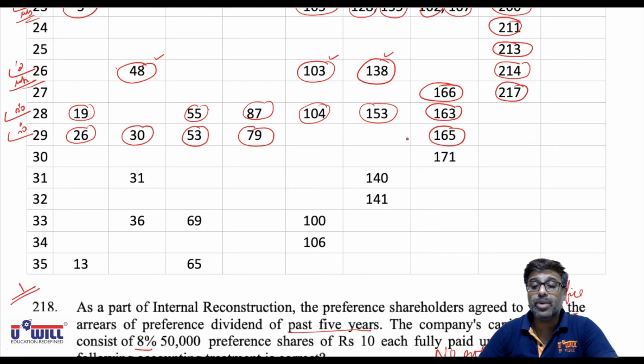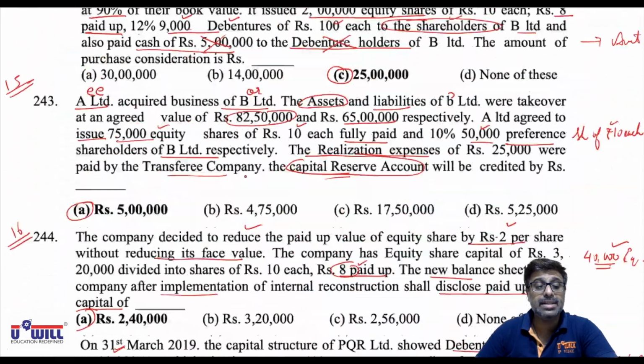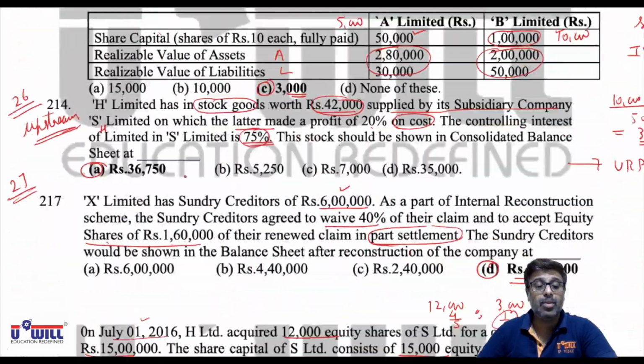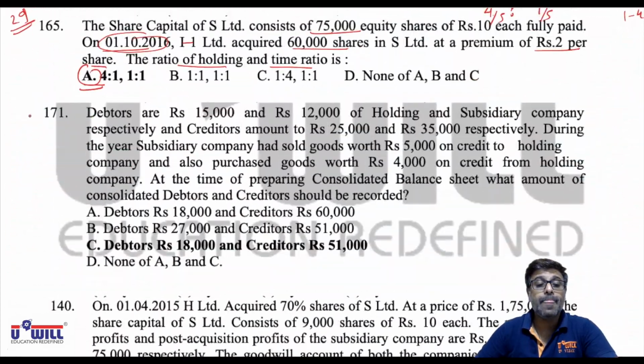Now for 30, there is only one question, 171, so not so important, only once it has been asked in exams. 171, that is question number 30 for us.